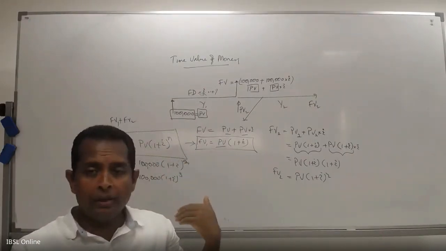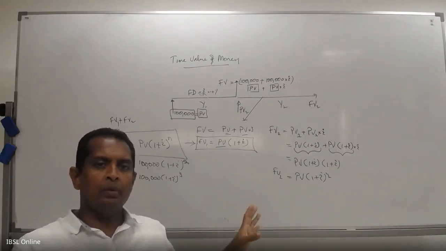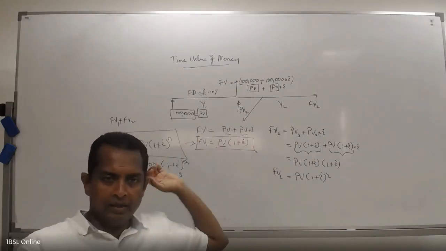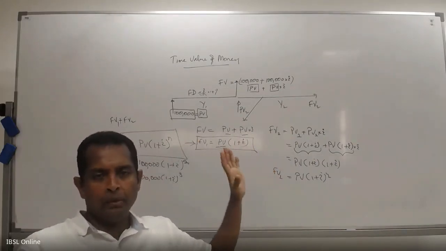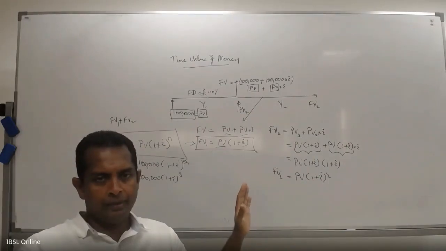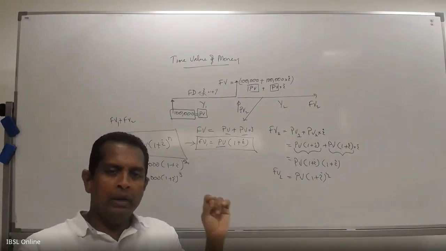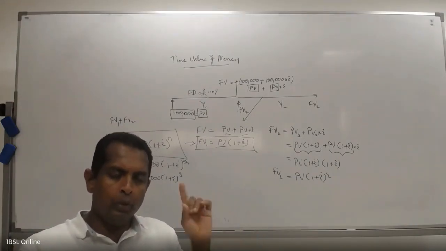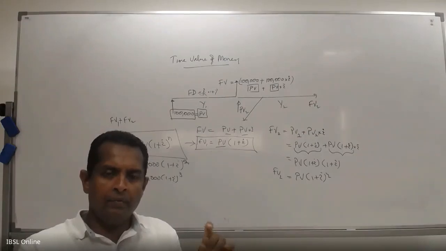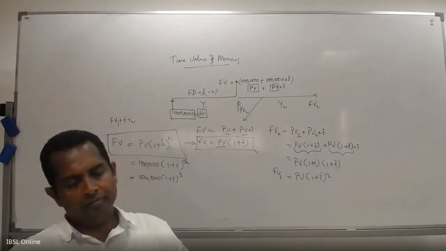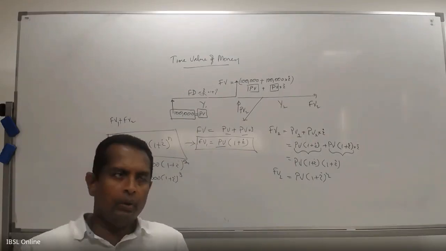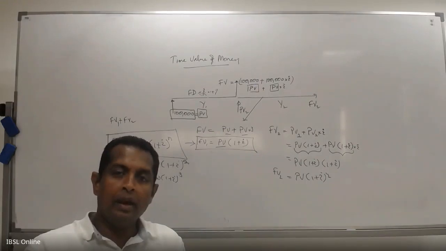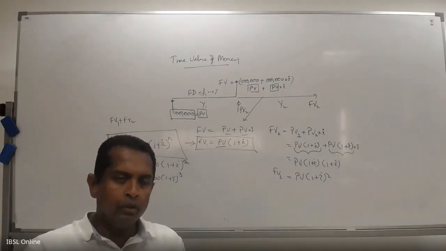The only requirement here is to know this formula. You don't need to work out the workings of this. I just did this working to make you understand, right? So future value equals present value into 1 + I, which is the rate we use to calculate the present value, to the power n. N is the number of years, right? That is the future value.